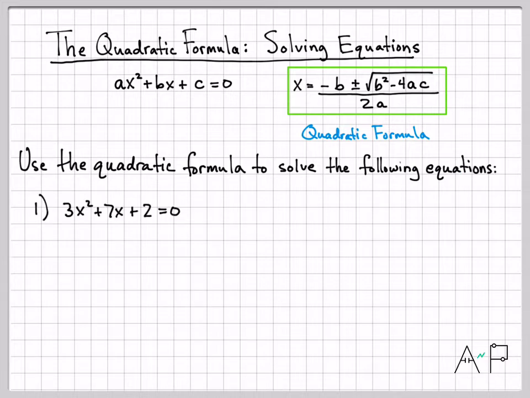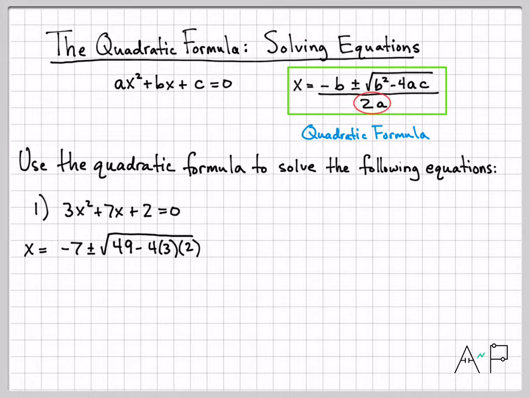So the first one we'll look at is 3x squared plus 7x plus 2 equals 0. So I'm going to go ahead and plug into this equation the particular values of a, b, and c that I have. So x equals a negative b. Well, b here is 7, so I'm going to have a negative 7 plus or minus the square root of b squared. B is 7, so 7 squared is 49. And then I need to subtract off 4 times ac. So I'm going to go ahead and write down 4 times a. A is 3. And then c is 2, so times 2. So that's what I need to plug into in the numerator.